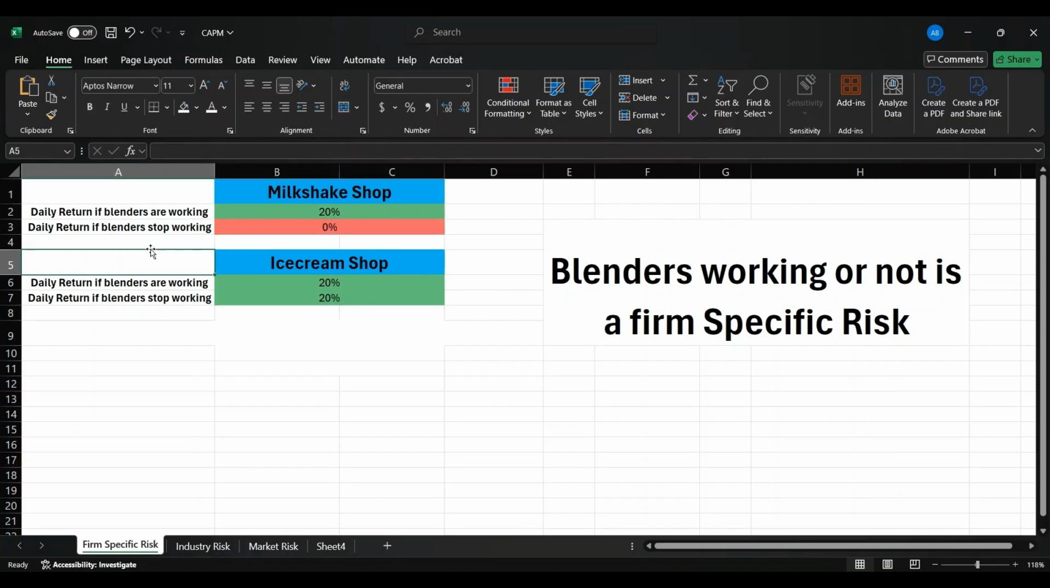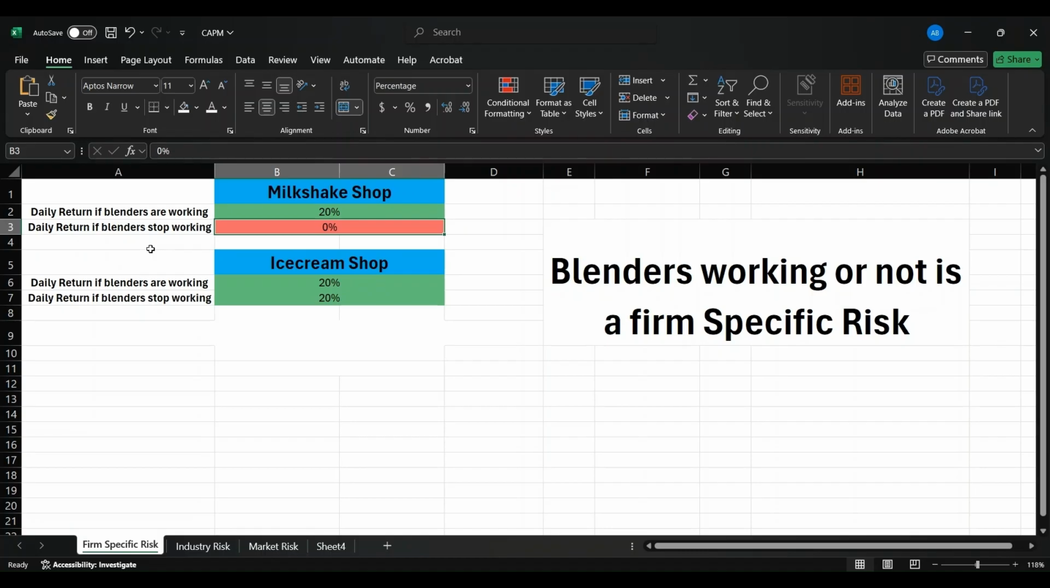Now, on the other hand, the ice cream shop is not affected by the blenders. So if the blenders work, they'll still earn a return of 20%. And if they don't work, their return will be 20%. So either way, their return is 20%. Now, blenders then becomes a firm specific risk since it only targets the milkshake shop.